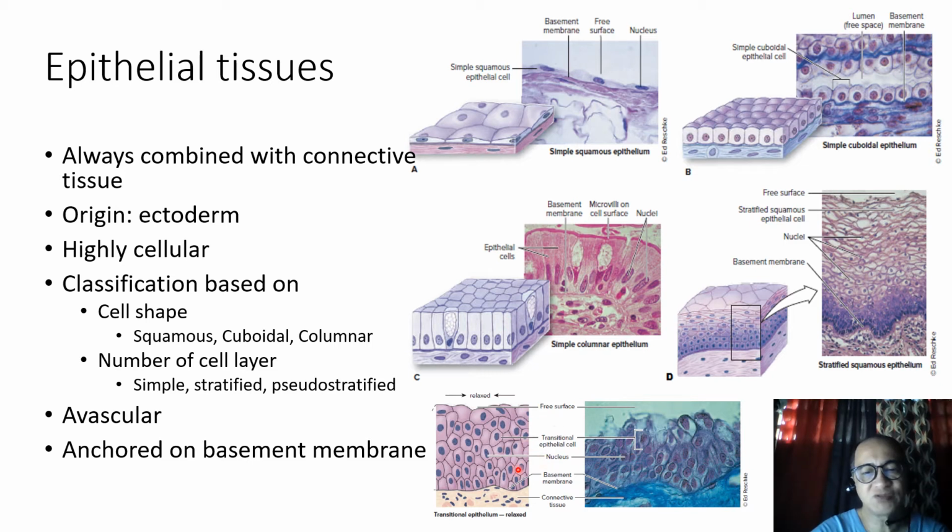The bottom tissue shown here is a transitional epithelium, which is common in the organs that are subjected to stretching, like the urinary bladder. The urinary bladder is lined by this transitional epithelium that is usually rounded up when they are in a relaxed state, but when they are stretched, these round cells become stretched as well and they flatten out. So we call this transitional epithelium in organs that are subjected to stretching.